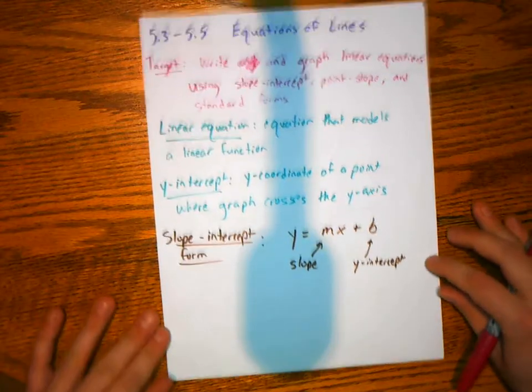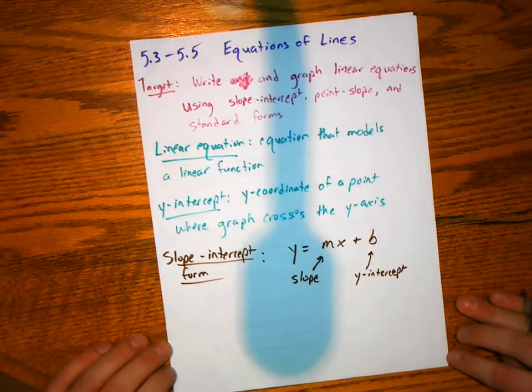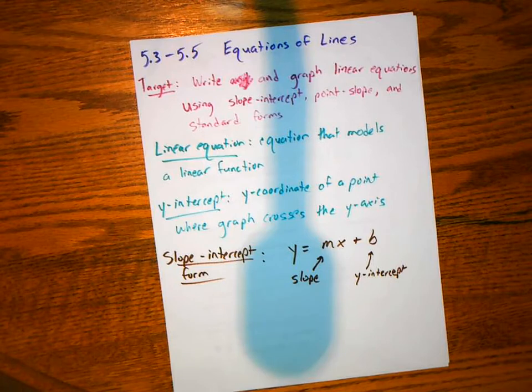Hello, this video is going to be on sections 5.3 through 5.5, so 3 different sections in one video, and they're all about different equations of lines. And the learning target is to write and graph linear equations using slope-intercept, point-slope, and standard form. So there's 3 different ones we're going to be talking about today. One of them you should be very, very familiar with, and the other 2 may be a bit new that we'll introduce in this video.